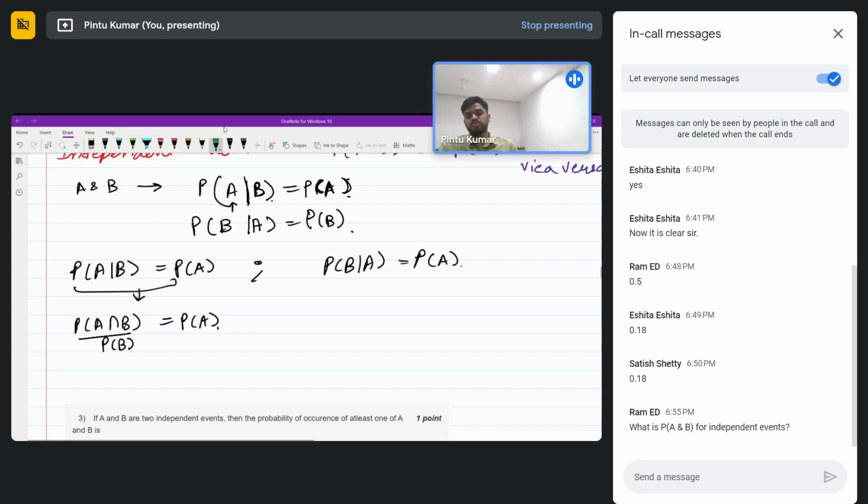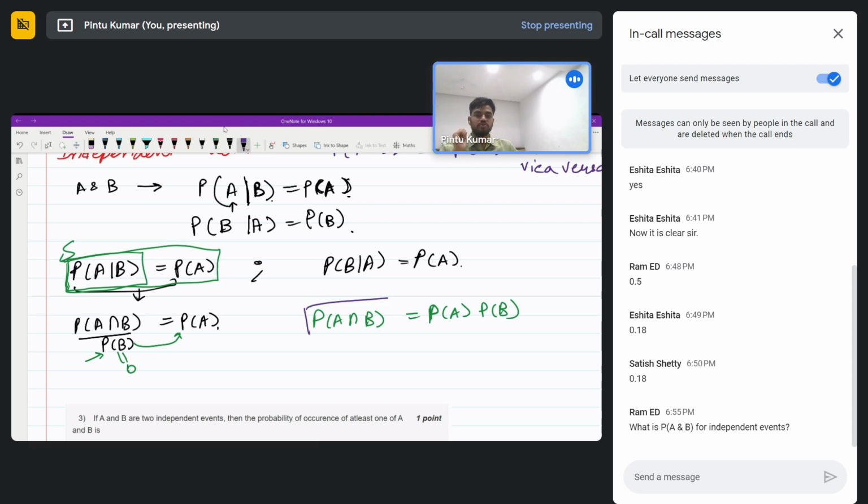Now if you want to use this formula for independent events, one thing you should keep in mind is that you have probability of B in the denominator. That means if this is 0, you can't use this formula, because then your left hand side would not be defined. So people have proposed an alternate formula. They take this thing on the right hand side, so this becomes probability of A intersection B is probability of A into probability of B. This is the alternate formula that is more common and used.